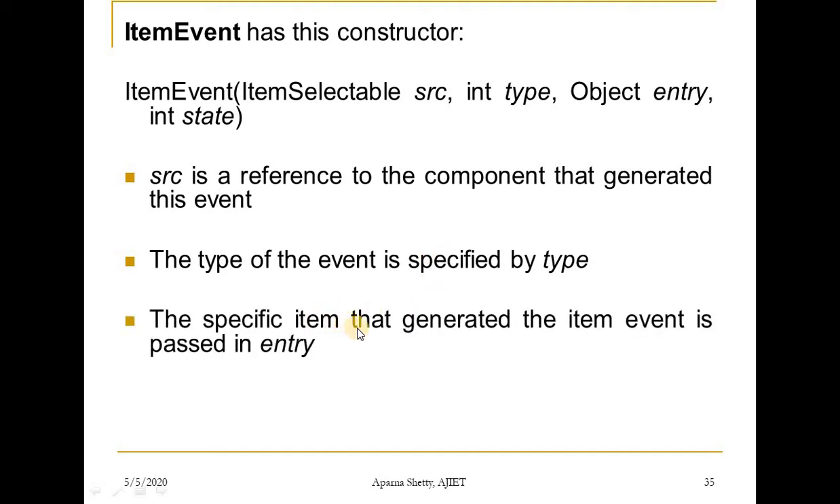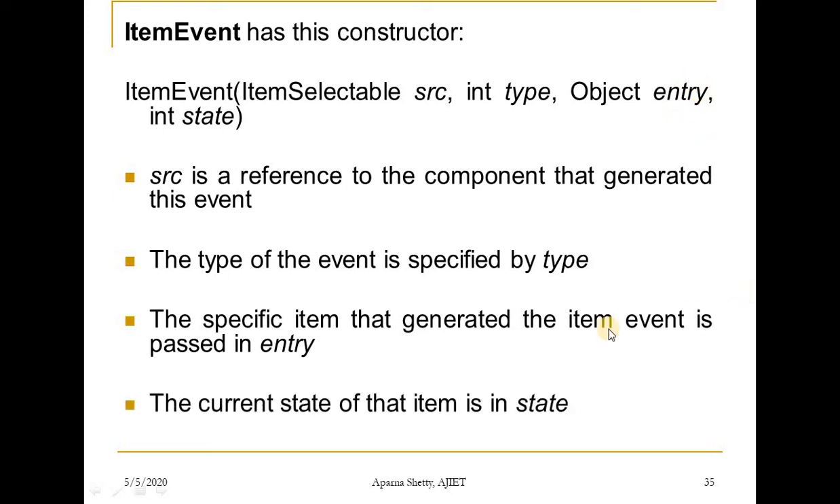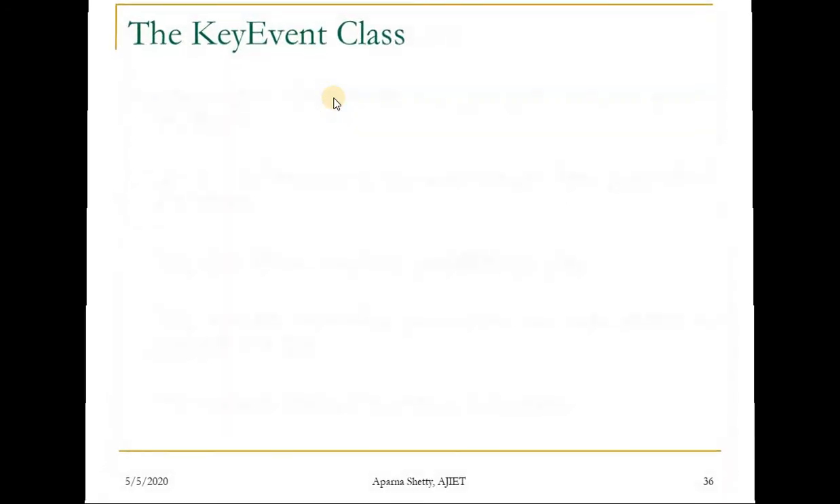The specific item that generated the ItemEvent is passed in entry. Entry represents a specific item that generated this event. And finally, the current state of that item is in state. The state of an item is represented by this parameter state. So this was about the constructor of ItemEvent.